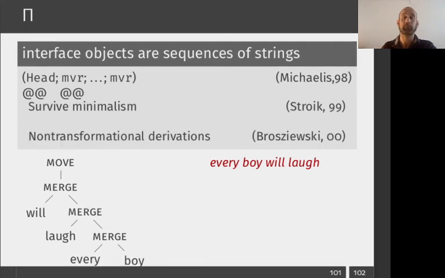Okay. So this is an idea that has been around for a while. In Survive Minimalism, Thomas Stroik, there's an idea that's similar to this, and in Bobaljik's non-transformational derivations, I read the same idea. Okay, neither of these are very precise. They're not like Jens Michaelis's work, but Jens had the advantage of having a precise formal system of minimalist grammars to work with. But this is an idea that actual linguists have had. And it turns out that the linguists that have had this idea have, in some sense, been deeply insightful about the way the minimalist system works.